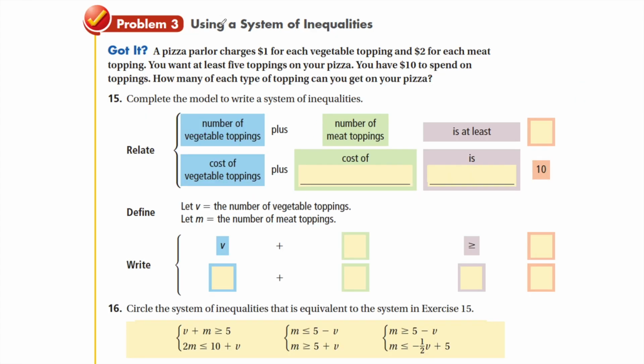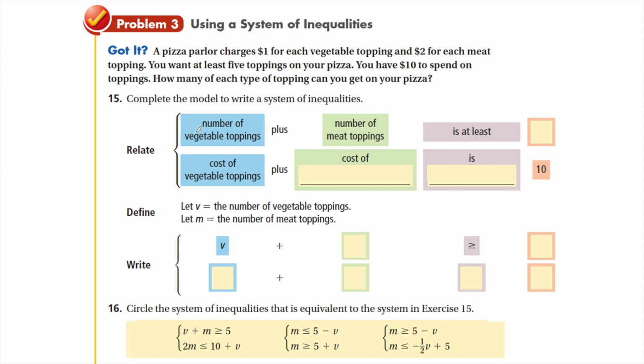Problem 3. Using a system of inequalities. A pizza parlor charges $1 for each vegetable topping and $2 for each meat topping. You want at least 5 toppings on the pizza. You have $10 to spend on toppings. How many of each type of topping can you get on your pizza?